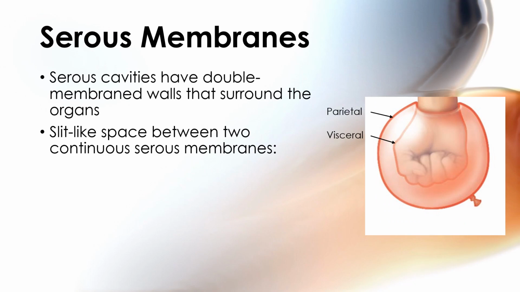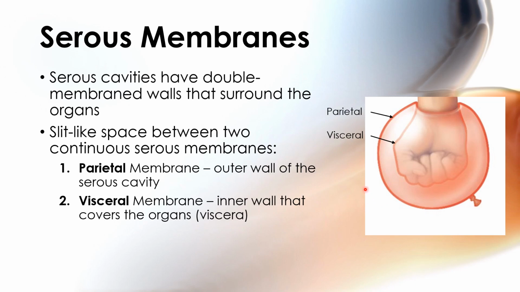So what is a serous membrane? Okay. Well, a serous cavity has 2 membranes. So think of the serous cavity as a water balloon. Okay. And the serous membrane is the rubber of that balloon. Okay. And the cavity is the fluid inside that water balloon. Okay. So there's going to be a space in there full of fluid. Okay.